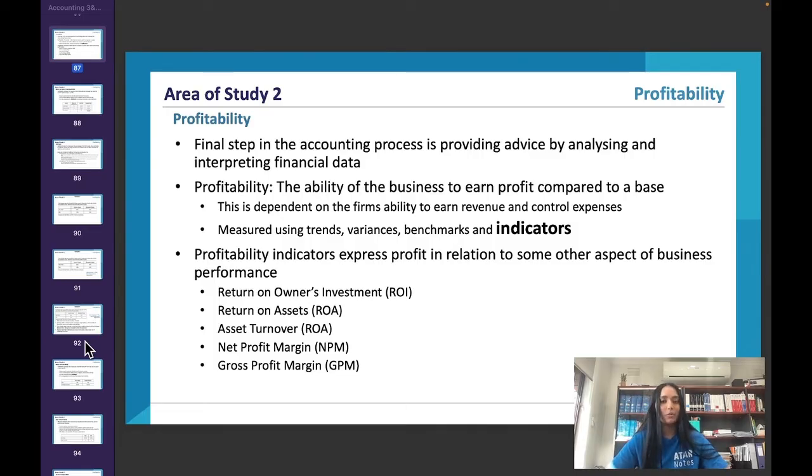And it's really, really important. We're about to go through the indicators, but I just want to stress, I cannot stress enough how important it is that you memorize all of the indicators, all of the names, all of the formulas, and what each indicator shows, what situations we would use each indicator, all of that. Profitability indicators include return on owner's investment, return on assets, asset turnover, net profit margin, and gross profit margin. So you really need to know all of them.